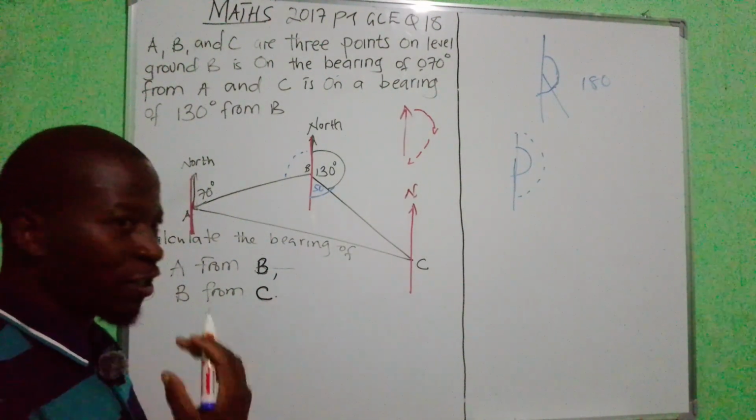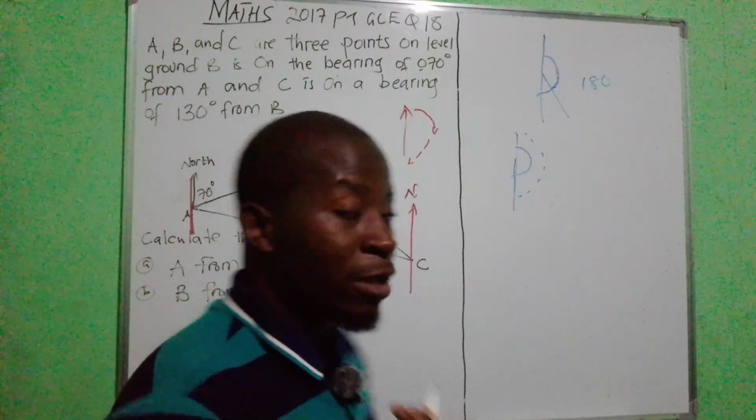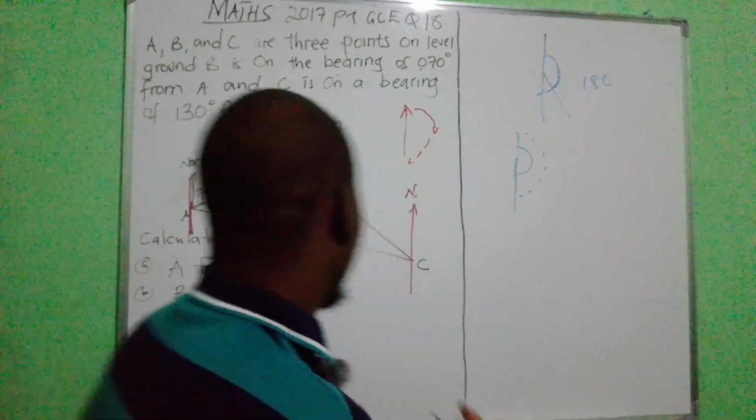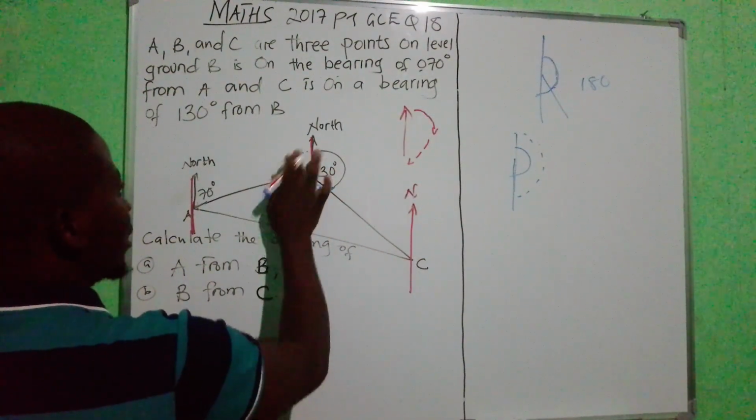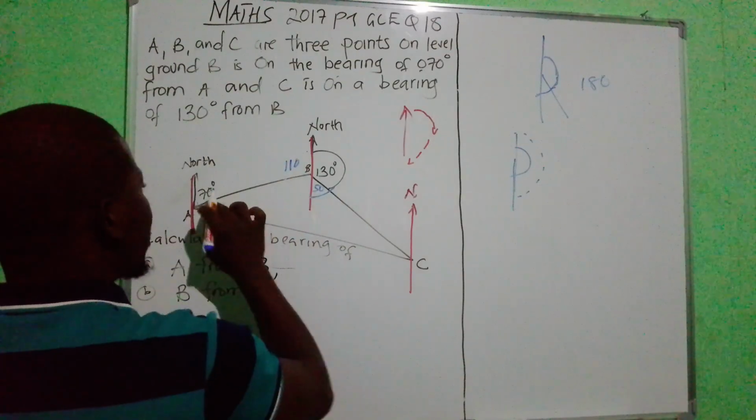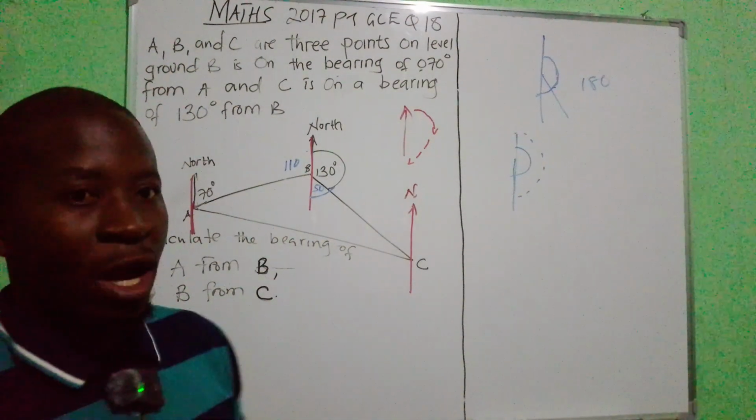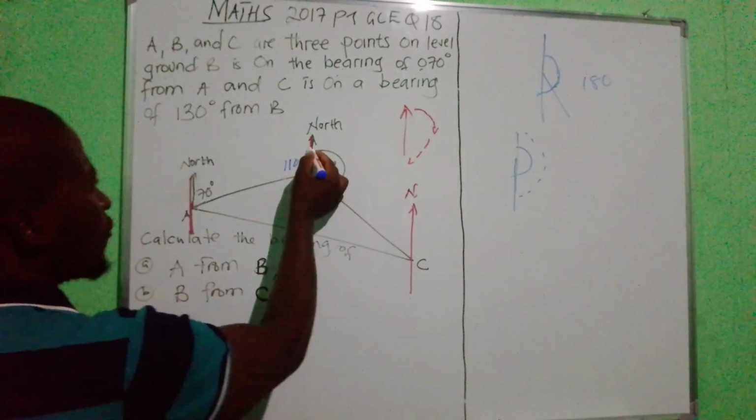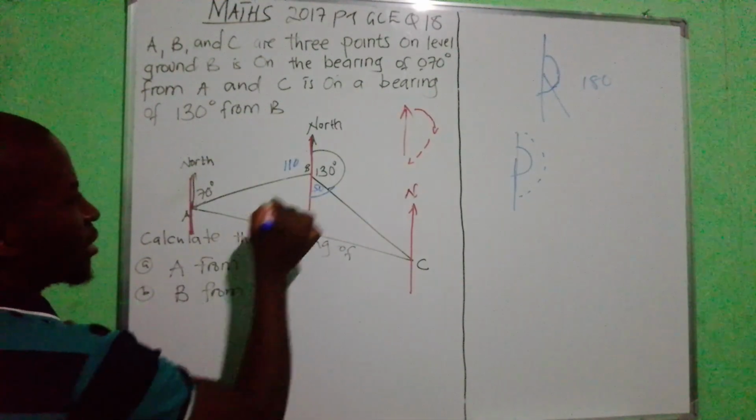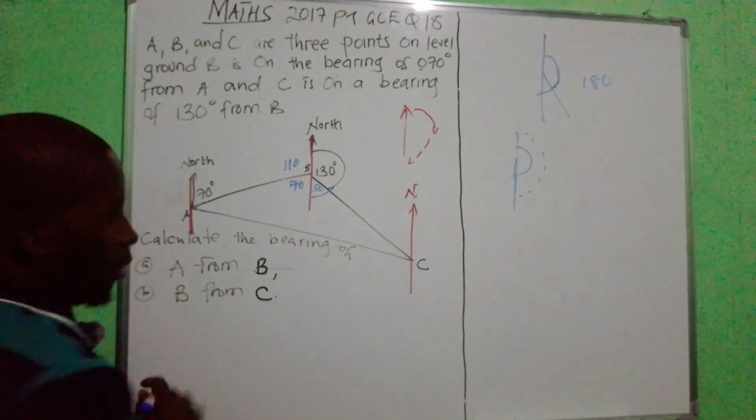And angles that face each other, in mathematics, we call them corresponding angles. So here I have a 110, because 110 plus 70 should give me 180. Then I ask myself, if I have a 110, what is missing here is actually a 70.